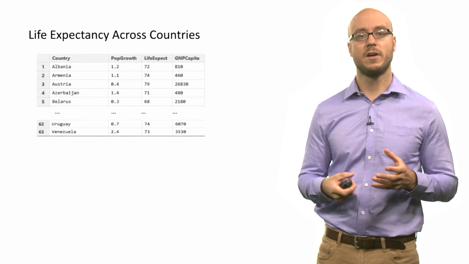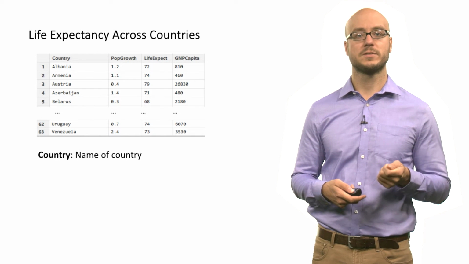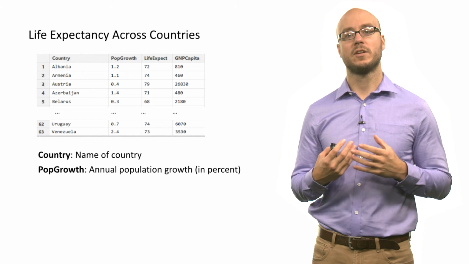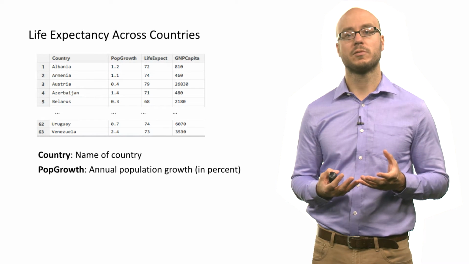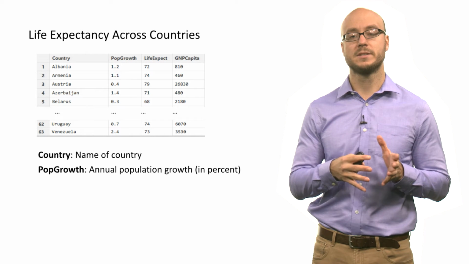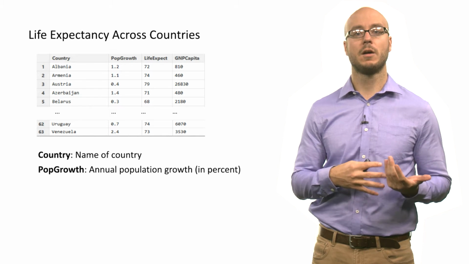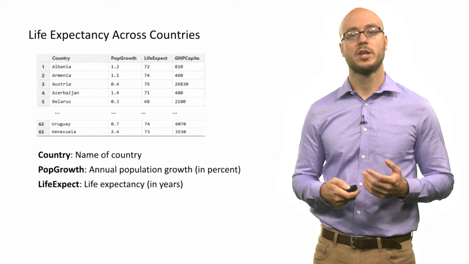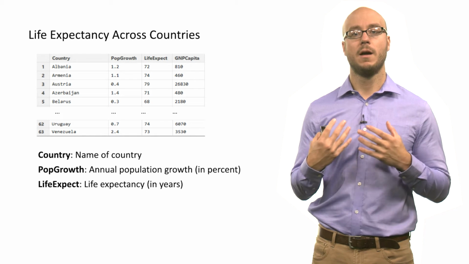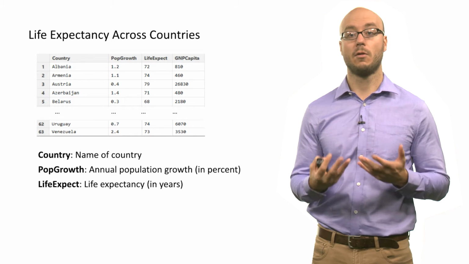So you have this set of observations, and you have these different variables. The first variable, that first column, is country. It's the name of the country. Then you have this variable representing the population growth in percent. So some countries on a yearly basis have a higher level of population growth, and some countries have a lower level of population growth. You also have this variable for life expectancy in years. That's how long people are living in these different countries.